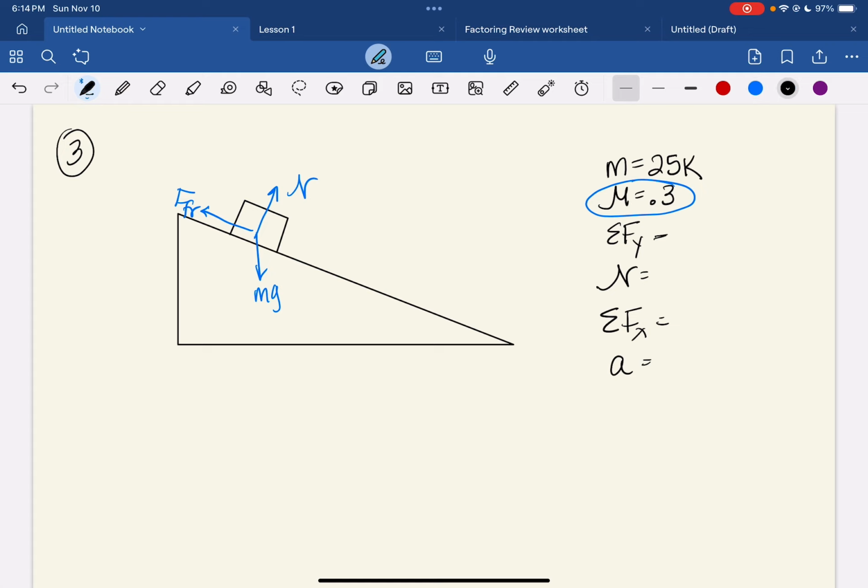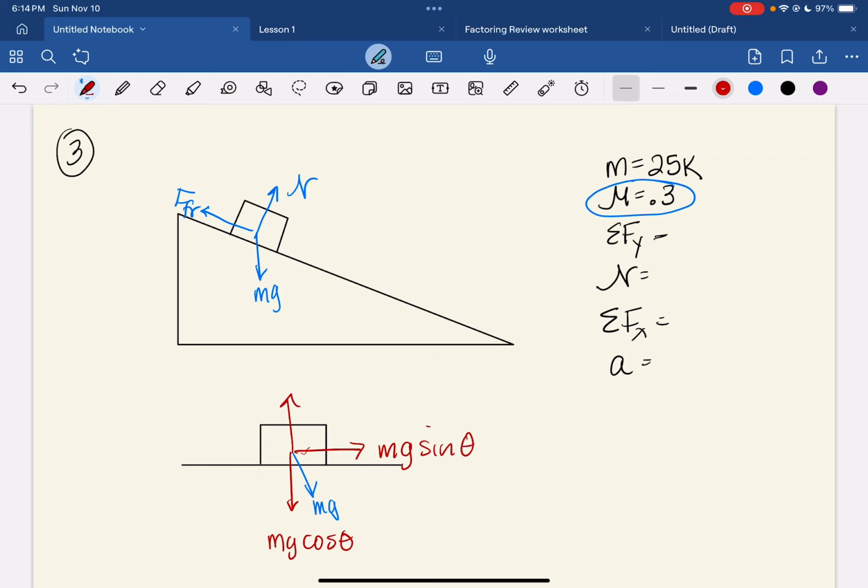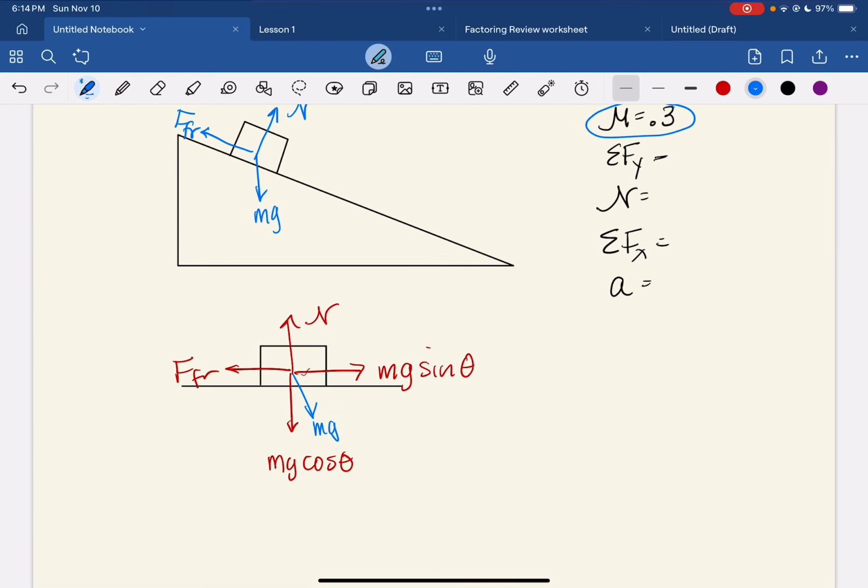All right, so let's go ahead and redraw this, changing our frame of reference to be horizontal. And then my mg would go this way, and my y component of that would be mg cosine theta. My x component would be mg sine theta. Then I have my normal force going up, and then I have my force of friction going to the back. All right, so that's what I'm looking at. Again, this is just sliding down the ramp. And we said that this was 20 degrees.